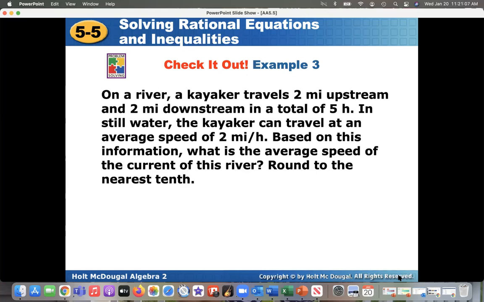This is on a river. A kayaker travels 2 miles upstream and 2 miles downstream in a total of 5 hours. In still water, if there was no current, the kayaker could travel at an average speed of 2 miles per hour. Based on this information, what is the average speed of the current of this river, rounded to the nearest tenth? Okay. So this is a word problem where we're going to end up with a rational equation.